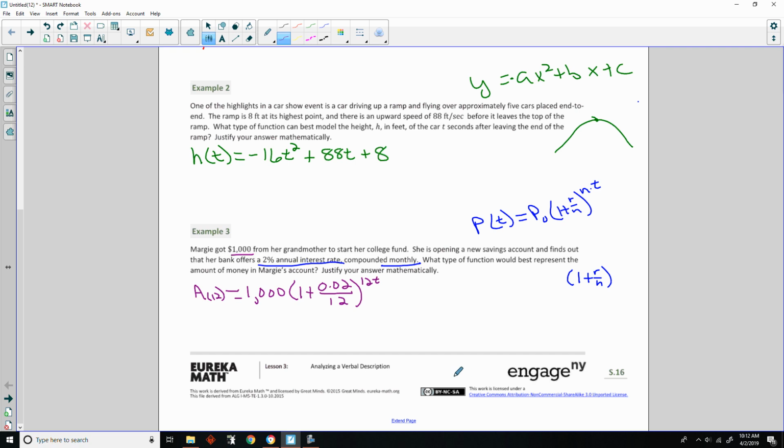So we don't know how long Margie plans to leave the money in her account, so we do not know what the value of T is yet. If we knew that she was going to leave it in her account for 10 years, then we would know what T is. But in this case, all we know is the initial amount and the interest rate and the compounding periods per year. So there's our formula.